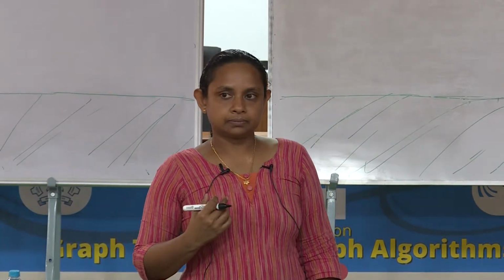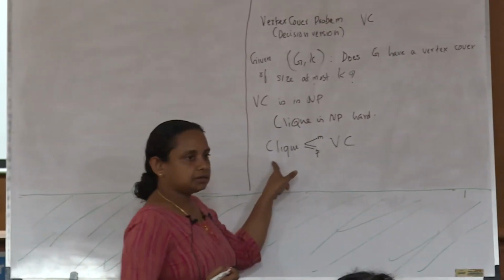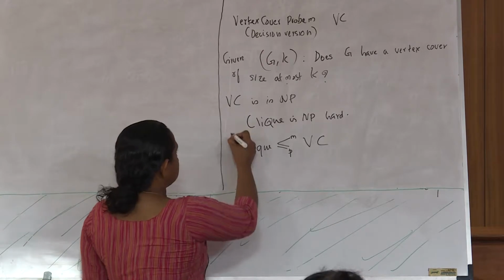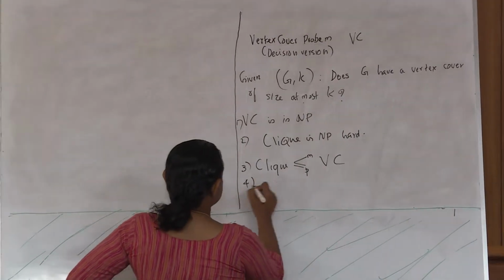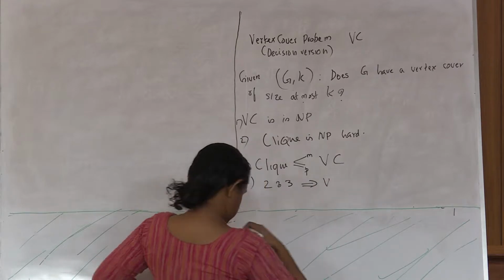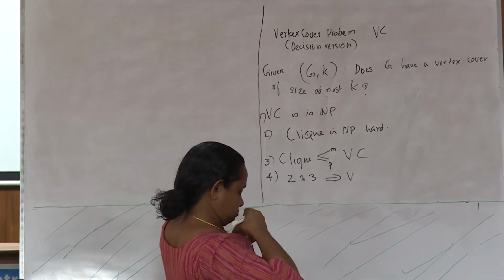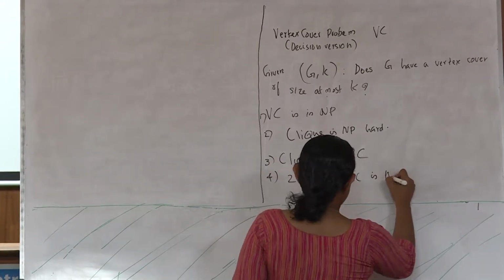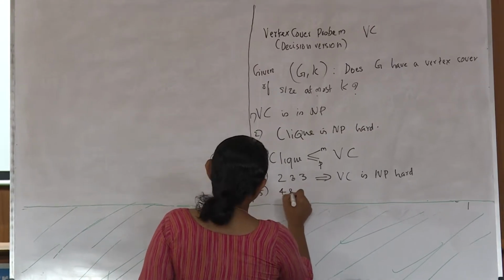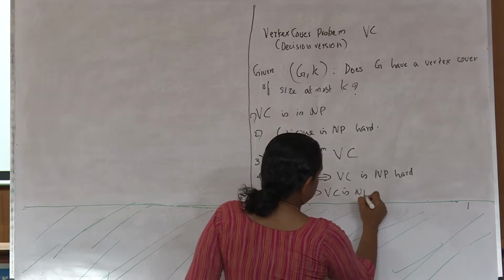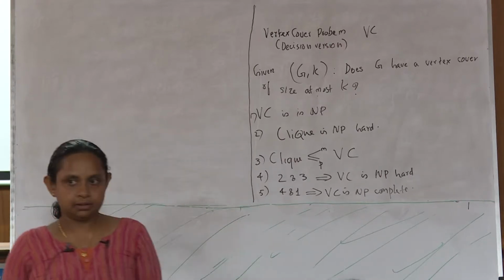So what does that mean? What can we conclude from these two steps? Clique is NP-hard. Clique is polynomial time reducible to vertex cover. So what is the conclusion from these 2 and 3? 2 and 3 say that vertex cover is NP-hard, and 1 says that vertex cover is in NP. So together it says vertex cover is NP-complete. Correct. So 2 and 3 imply that VC is NP-hard, and then by 4 and 1, VC is NP-complete, right?